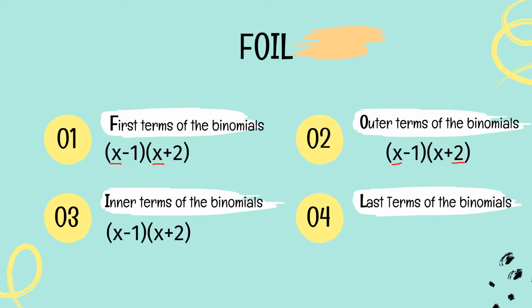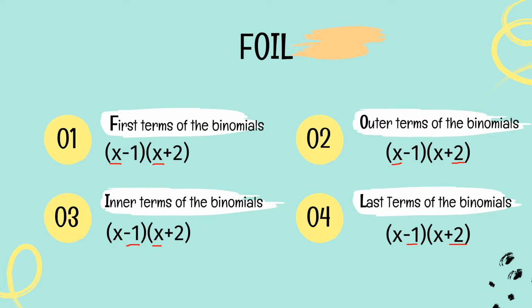Third, we have the inner terms of the binomials, the terms in the middle, which are negative 1 and x. And the last terms of the binomials are negative 1 and positive 2. It is very important that you know how to identify the first, outer, inner, and last terms of the binomials.